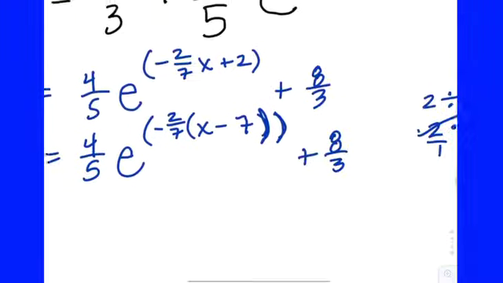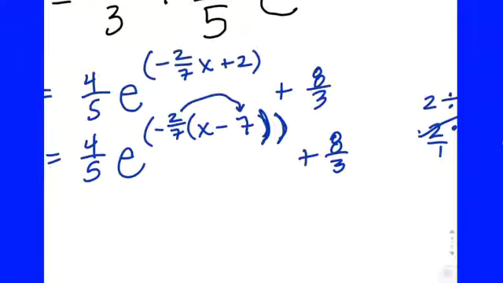If you quickly redistribute, it doesn't take long, mentally redistribute, see if you get a plus 2. Negative 2/7 times negative 7 is positive. The 7's divide out, and you're left with 2. So you know that's correct.